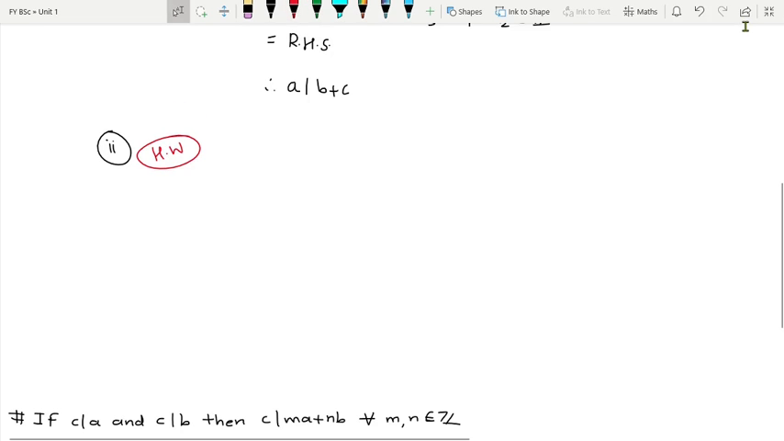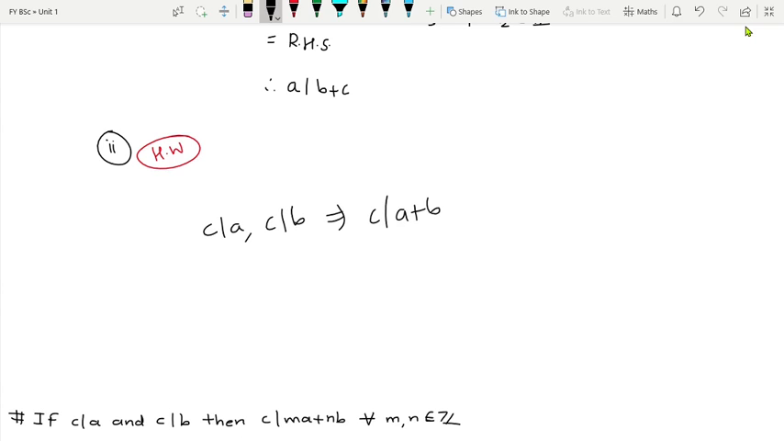Now let us prove something stronger. In this result we have proved, and I will just use different notations, that if C is dividing A and if C is dividing B, then C divides A plus B and C divides A minus B. But we are going to see some stronger result now. So the stronger result is, if C is dividing A and if C is dividing B, you can see it here.